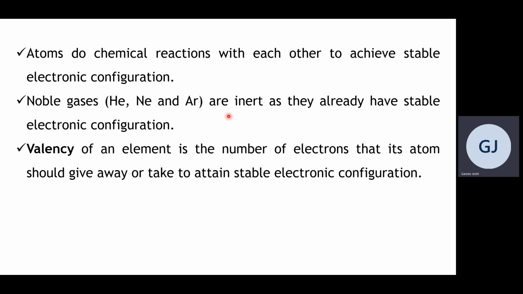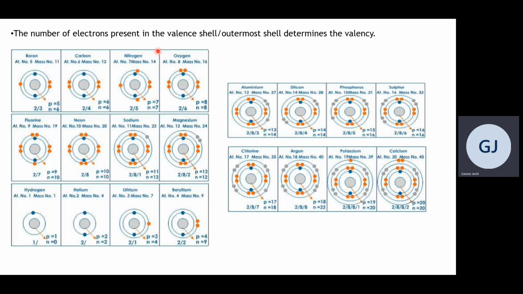Now we were talking about the valence cell and the valency of an atom. For example, if we talk about boron, boron has the atomic number of 5. So it can have 2 electrons in the first cell, and only 3 electrons in the outermost cell.